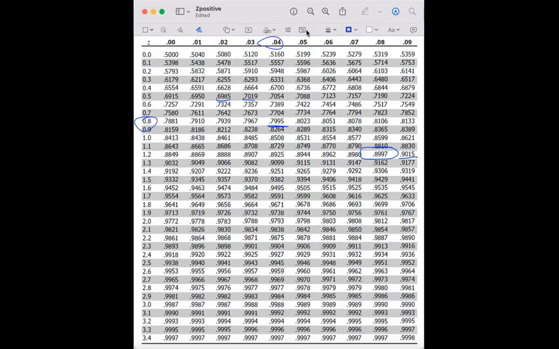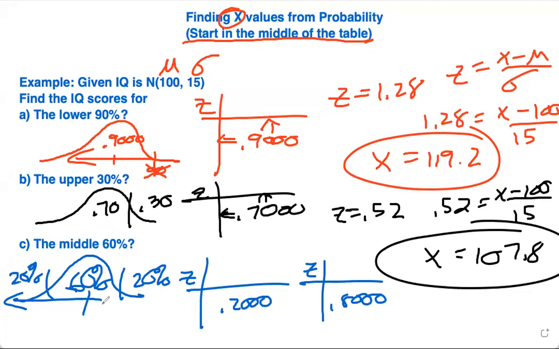0.84. So if you notice, the middle 60%, the z-score above and below is the same, just the opposite sign, which should be expected because from the middle, it's the same above and below, kind of like the whole 68, 95, 99.7 rule. So from here, we have a z-score of negative 0.84 and a z-score of positive 0.84.